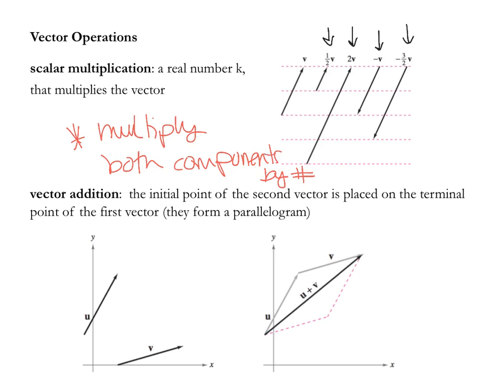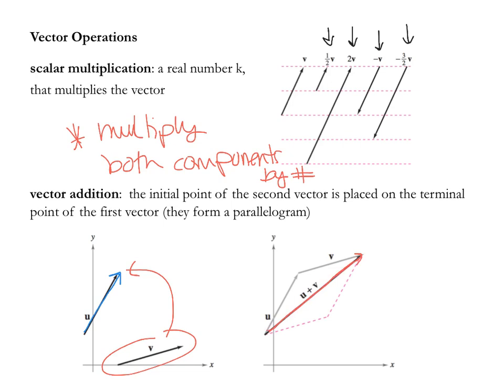So the next one is vector addition. If we wanted to add two vectors together, if this is the first one, if we were trying to do u plus v, you're going to take this v, and you're going to attach it on to the end point of where u started. V will start where u ends, which is what you see in this next picture. And what ends up happening is they form a parallelogram, but this is what we end up looking for.